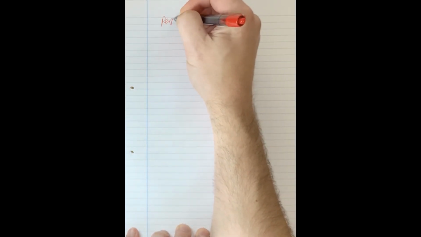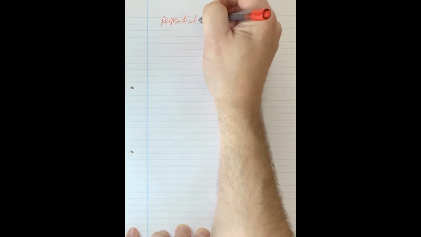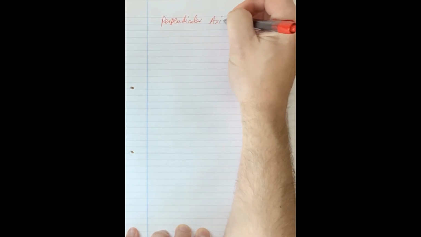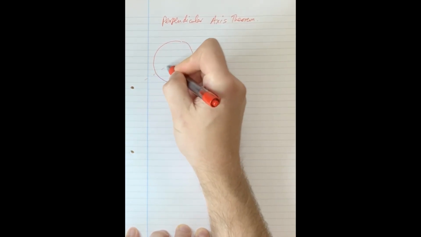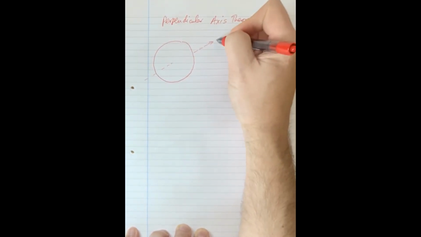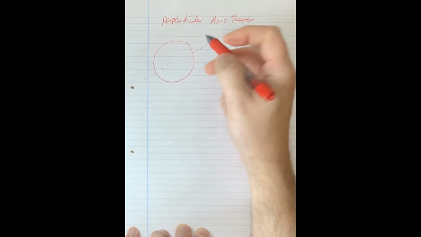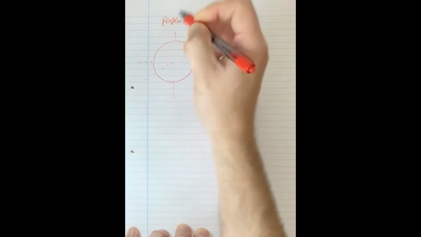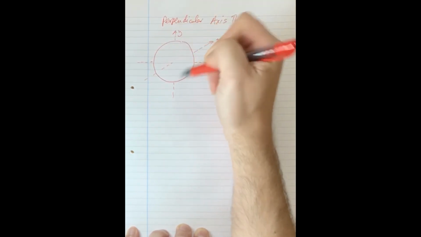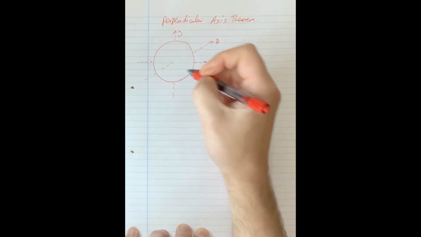And then the final thing to discuss is the perpendicular axis theorem. Let's just think about a disc. We can rotate that disc about this axis in the Z coordinate. There would also be an X and Y coordinate. So you could rotate it about Y, you could rotate it about X, okay?